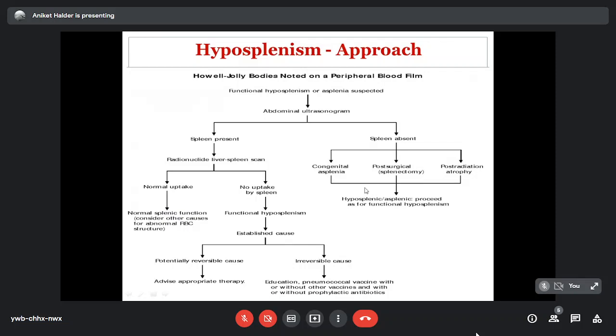So, if there is absence of spleen, we can document that there is asplenia or an atrophic hyposplenic state, where we can proceed to give vaccination to the patient and empirical antibiotic therapy along with patient education. If asplenia or atrophy is not there, then we should proceed as for functional hyposplenism.